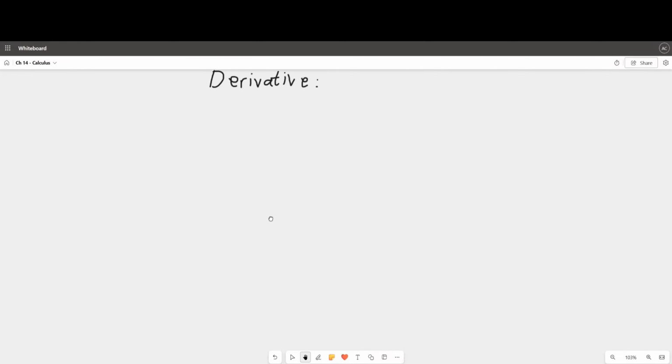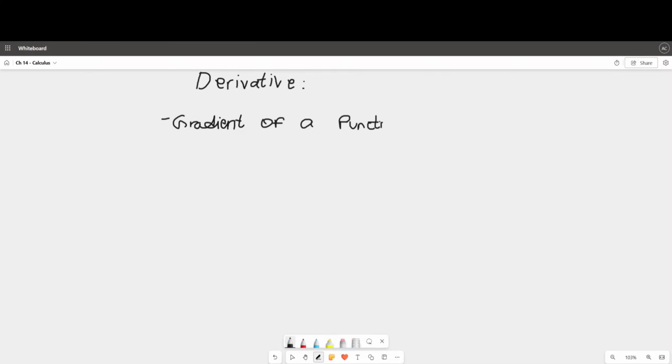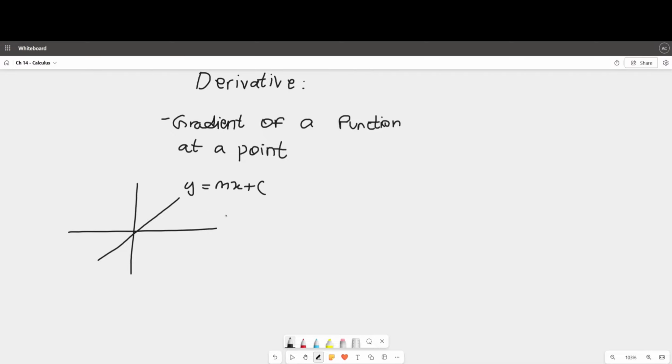So what a derivative is basically the gradient. Okay, it's the gradient of a function at a point. Okay, so obviously we have a line like this, y is equal to some mx plus c, and we know that its gradient is m. So this is constant gradient throughout the line. So at all points on this line, the gradient is m.